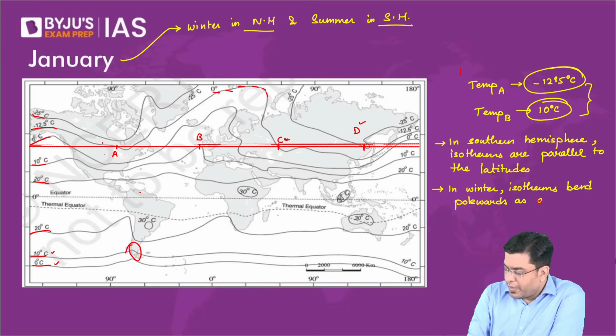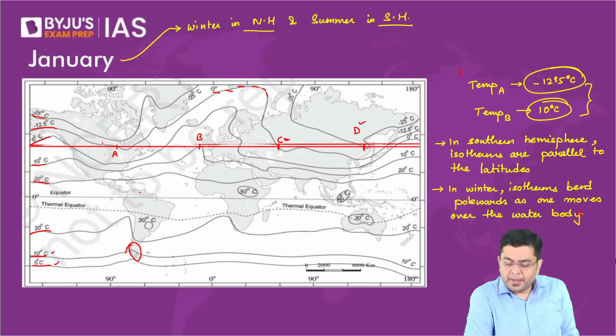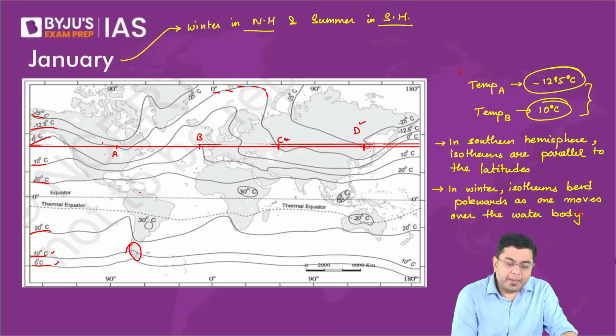as one moves over the water body. Okay, we can have that, right? So what about in summer? In summer, you will have the opposite. Let us understand that with the help of a thermal image.